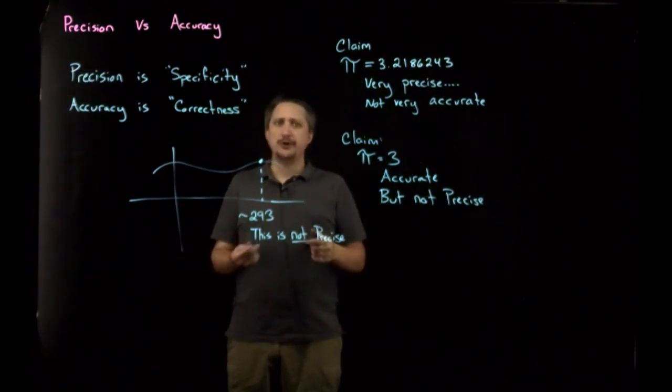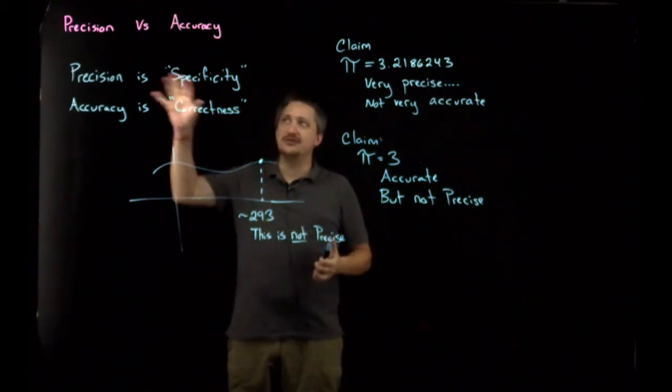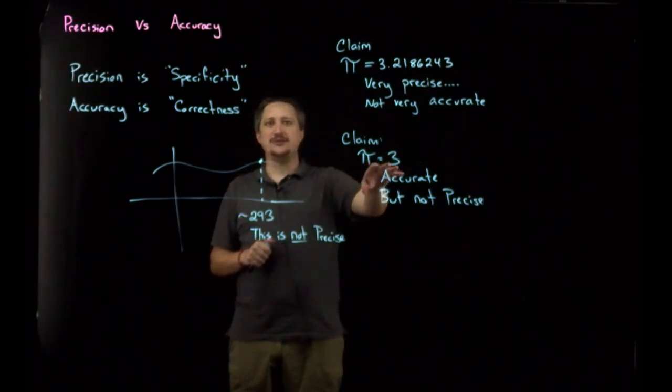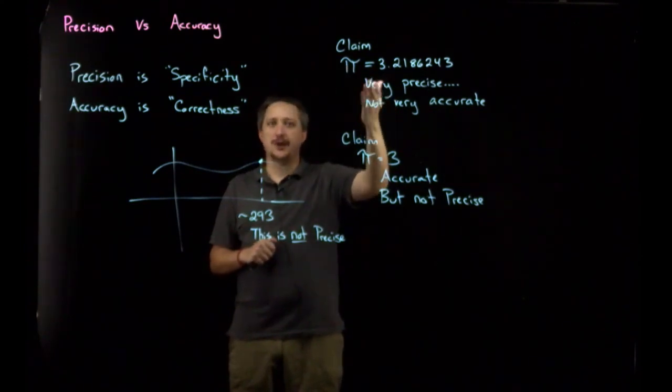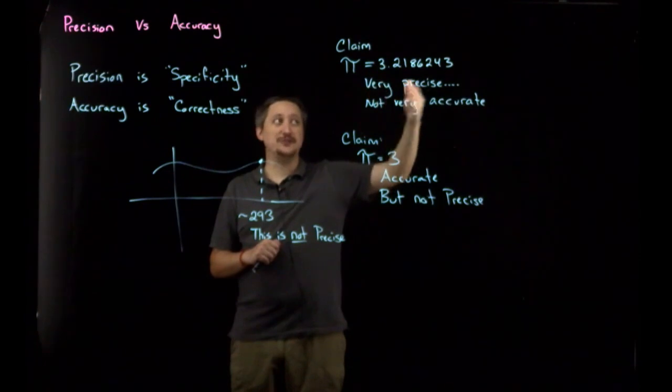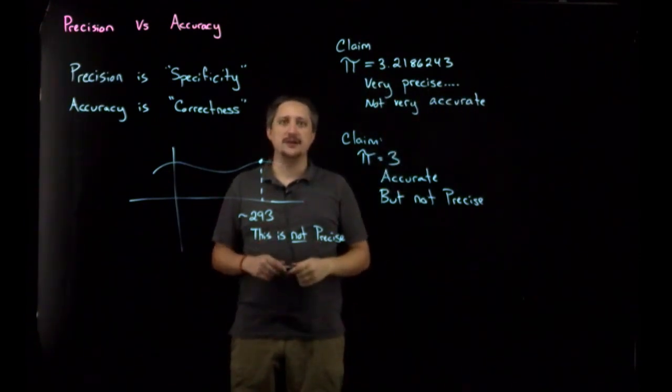Okay, so that's precision versus accuracy. Accuracy means that you're right insofar as what you've supplied, whereas precision is supplying more digits, more specific information. Excuse me, I keep saying accurate for some reason. But all right, so that's that.